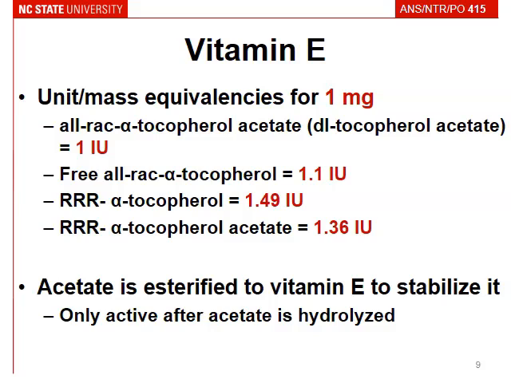So because we have these different activity levels of our various homologs and isomers of vitamin E, we need normalization. We need to know, if I am consuming RRR alpha tocopherol, how much of that do I need to meet my requirement? So we have these unit mass equivalencies for 1 milligram. This is basically what our supplement companies are utilizing to determine if you've met your vitamin E requirements or how much they are putting in the multivitamin that you take.